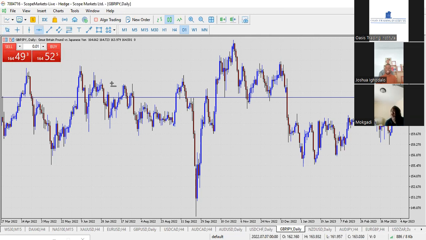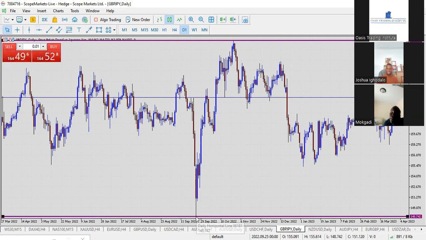Now, in identifying support and resistance, you first of all look out for the highest high, which in this case is this. And then the next thing you're going to check for is the lowest low, which in this case is this. You see that? Now, having done that, you have identified the support and the resistance of a market.